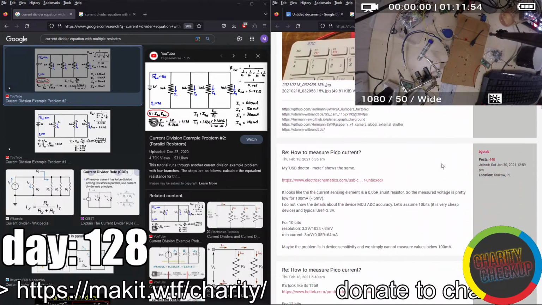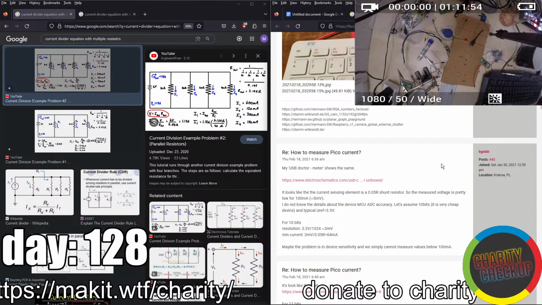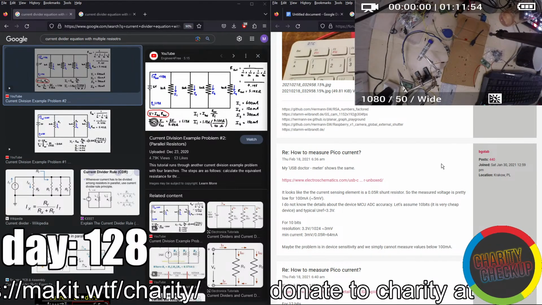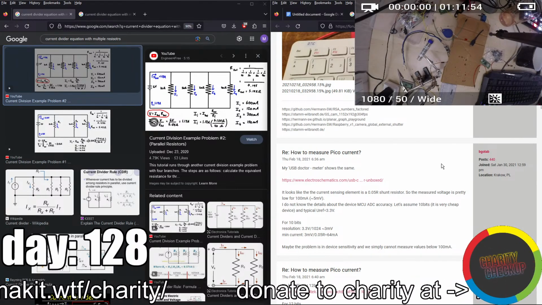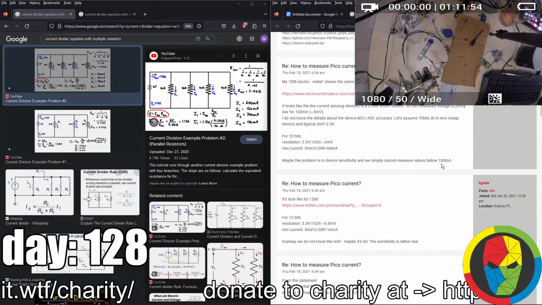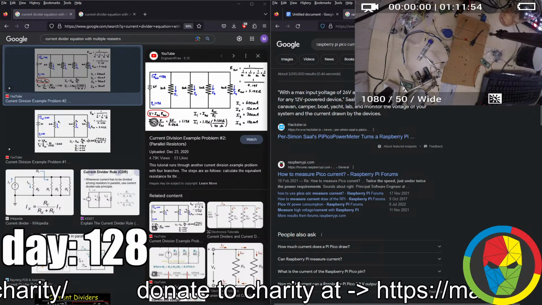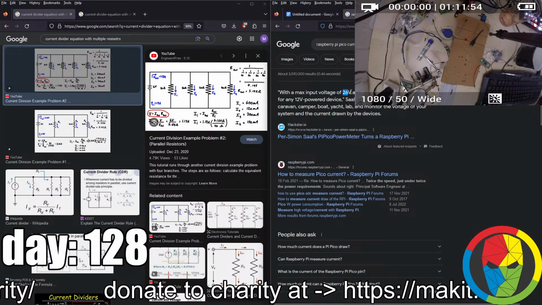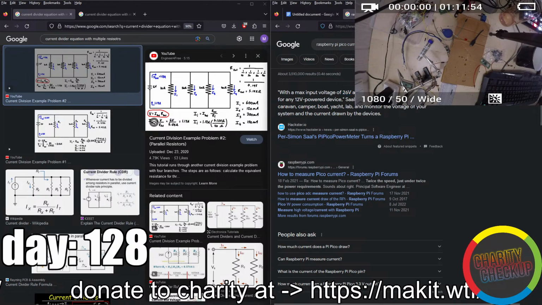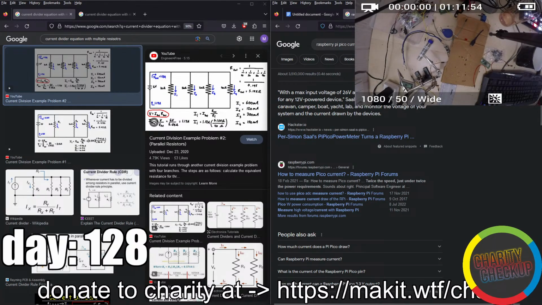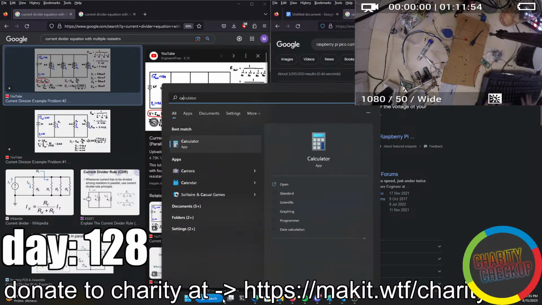How to measure peak current? No, this is not quite what I'm looking for. Maximum input voltage of 26 volts and maximum current of 3.6 amperes. By the way, that is a lot. May I just mention?